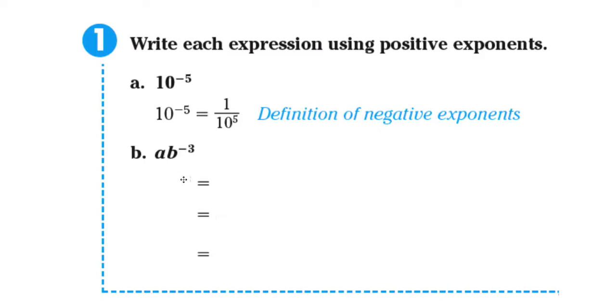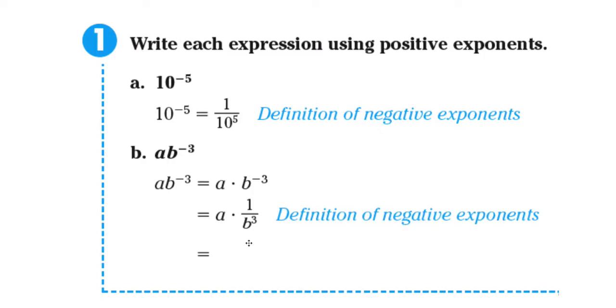Let's take a look at example B: a times b to the negative 3. Let's copy the problem down first. A is not raised to the negative 3, so we can simply keep a, but b is raised to the negative 3, so this becomes 1 over b cubed, according to the definition of negative powers. If you multiply those two, you end up with a over b cubed.